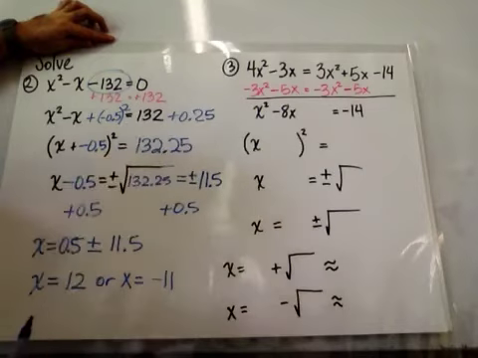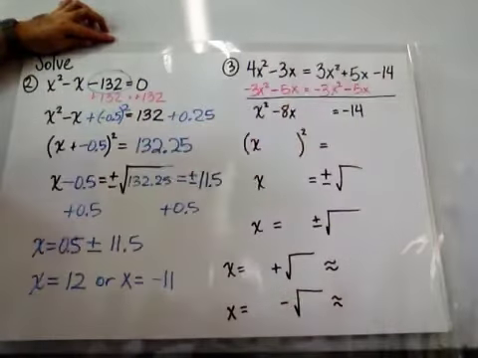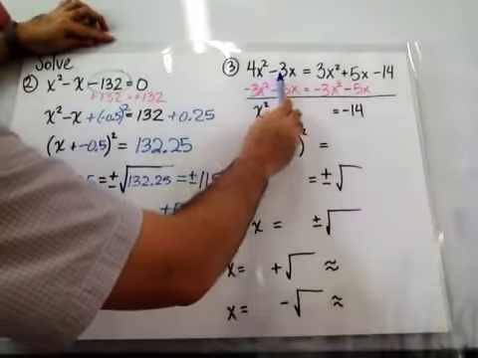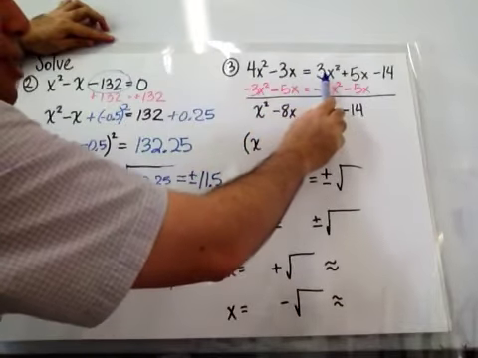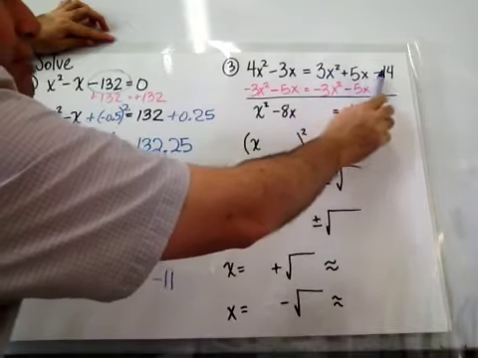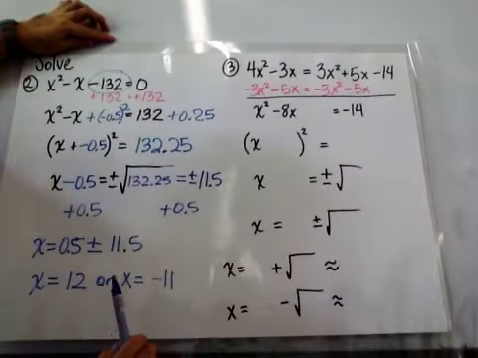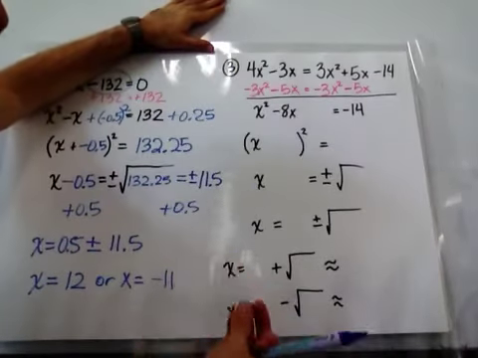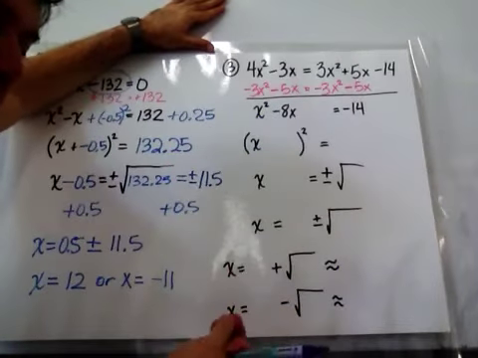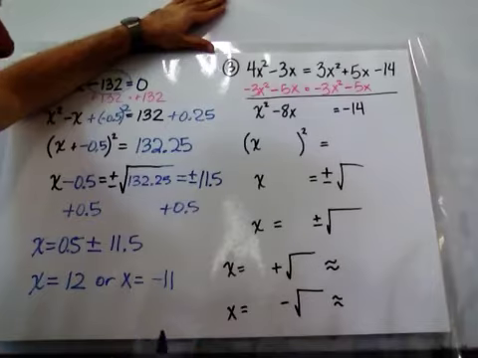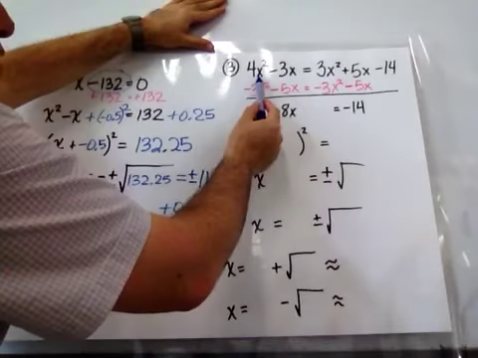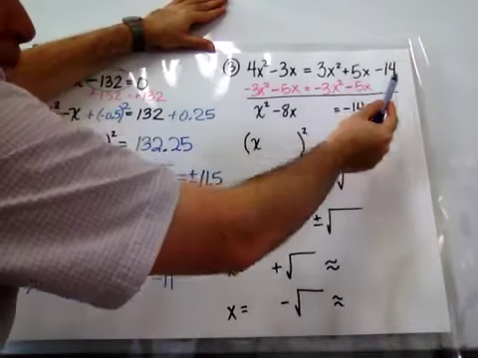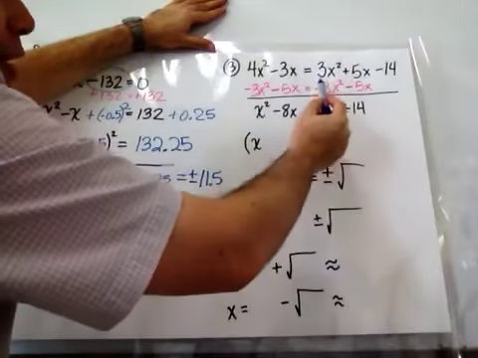We can get a more complicated equation like that one. We've got 4x squared minus 3x equals 3x squared plus 5x minus 14. To solve this equation by completing the square, we can only have x squared and x's on one side of the equation. Here we have x squared and x. Here we also have x squared and x and minus 14, so we get rid of these.